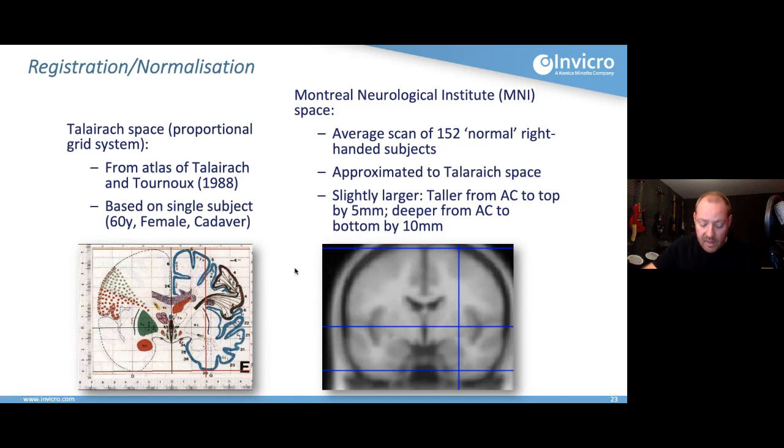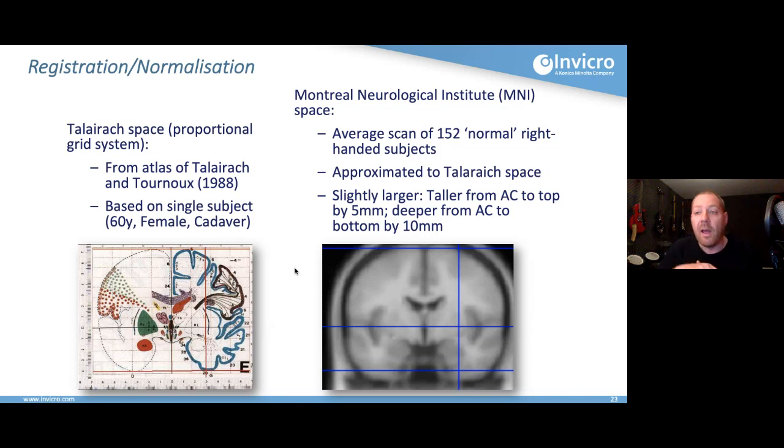The next process that you have to do is registration. FSL calls it registration, SPM calls it normalisation, I believe, but it's the same thing basically. Registration is basically whenever you have 2 different images and you want to put them together in some way.